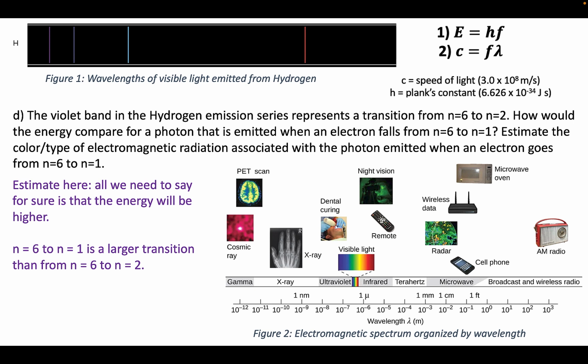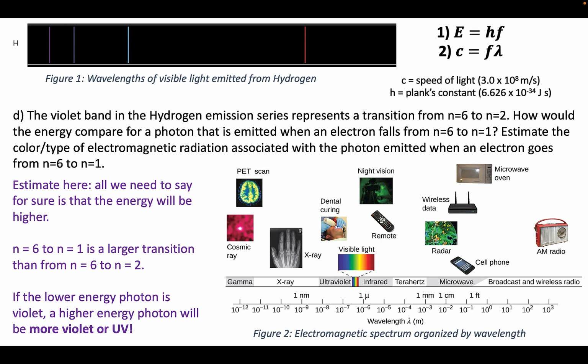N equals 6 to N equals 1 is a larger transition than from 6 to 2. Therefore, the energy gap is larger. Therefore, the photon must have more energy. And so all we can really say here is that it's going to either be violet of a shorter wavelength or ultraviolet or even higher, right? A good answer is pretty much anything to the left of violet on this chart. And it turns out that it actually is an ultraviolet spectrum.